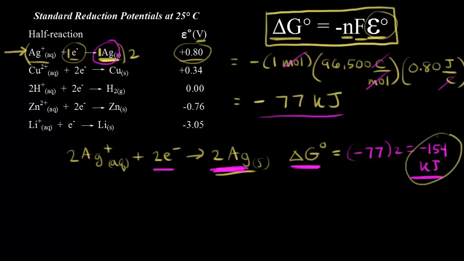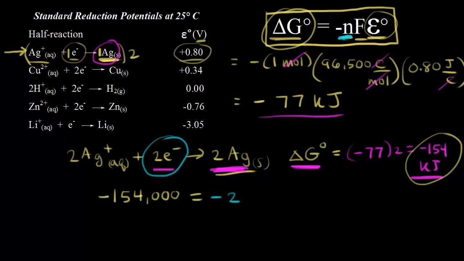So we're going to plug in negative 154 kilojoules for our standard change in free energy, and we need to make that into joules. So that's negative 154,000 joules. And that's equal to negative, right? So we have a negative sign, and then n is the number of moles of electrons. Well, now we're saying 2 moles of electrons. So this would be negative 2 here. And then multiply that by Faraday's constant, which is 96,500. And then we can solve for the voltage. So we can solve for E0.